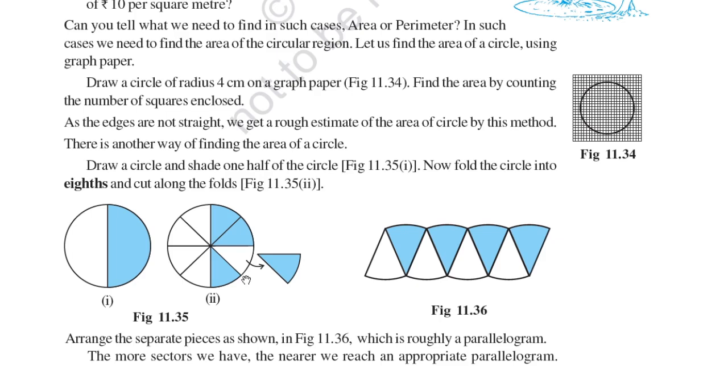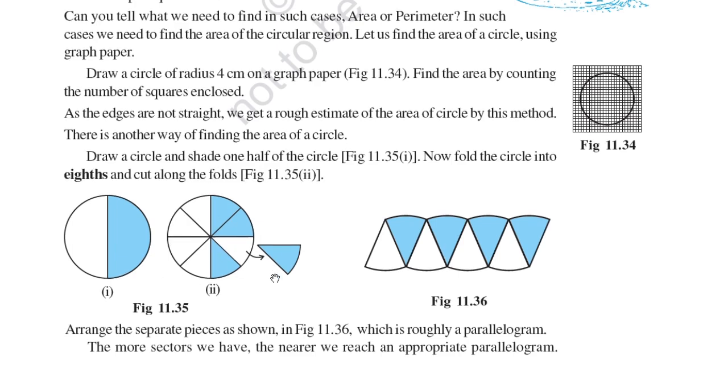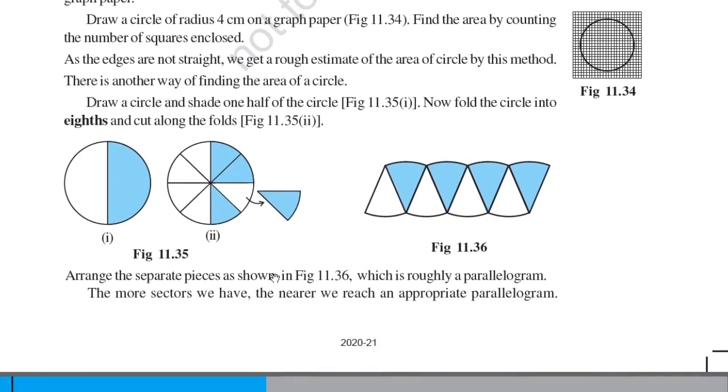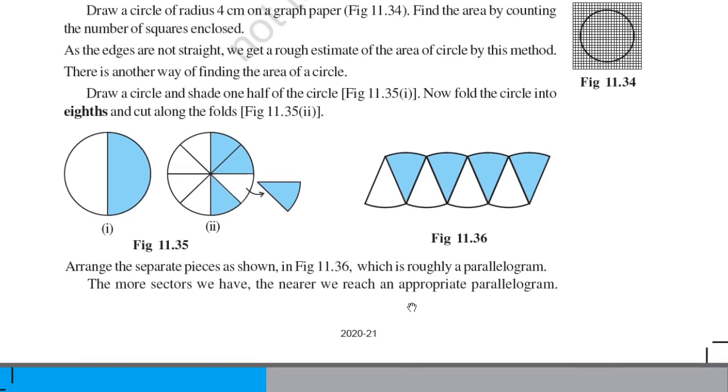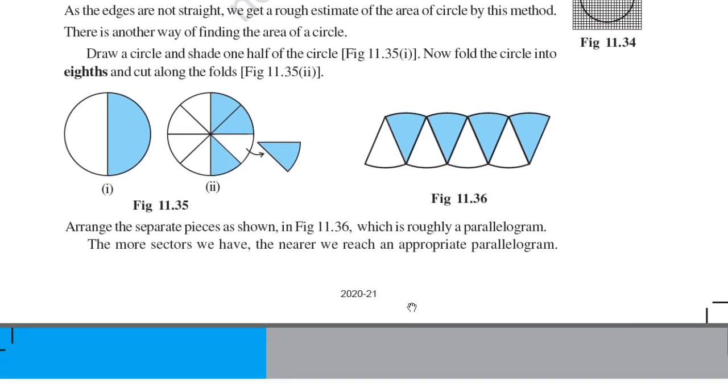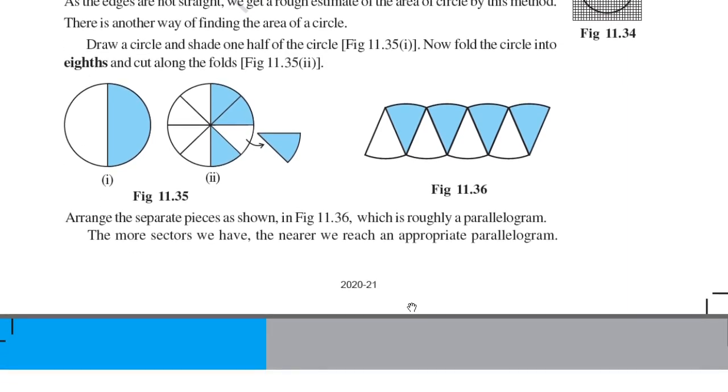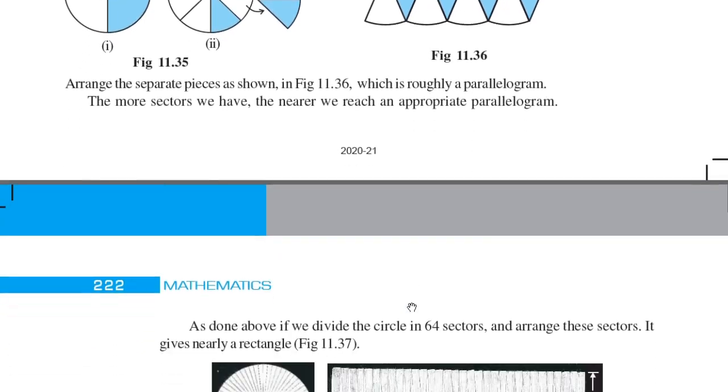There is another way to find the area of a circle. Draw a circle and shade half of the circle. Now fold the circle into eighths and cut along the fold. So you can see here they have done that. Rearrange the separate pieces as shown in figure 36. You can see here you have to arrange like this, which is roughly a parallelogram. The more sectors we have, the nearer we reach an appropriate parallelogram.